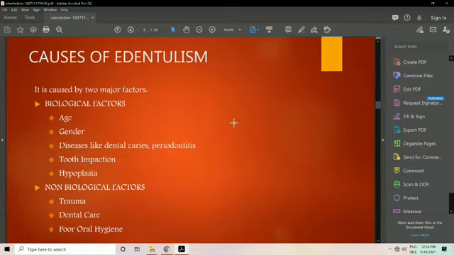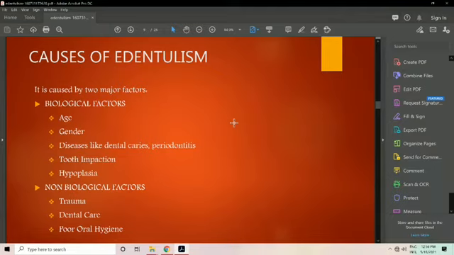The second problem is related to the non-biological factors. That means these factors are due to external causes. External causes may be trauma. If a patient had an accident, a bike accident or any road accident, at that time there will be trauma to the teeth and the adjoining structures. So this cause can be included under trauma.